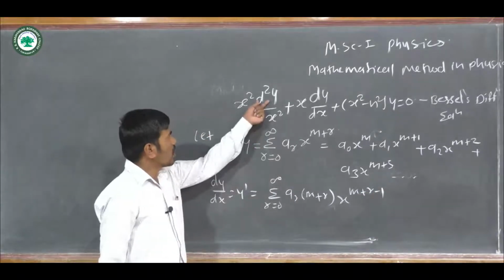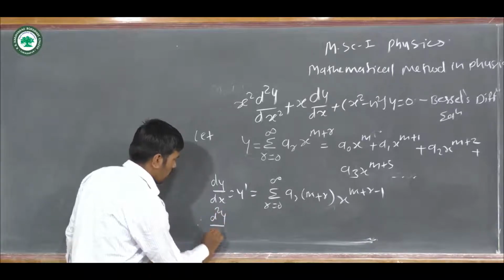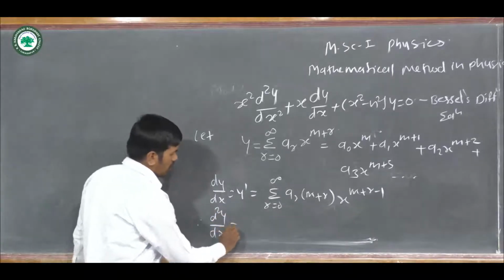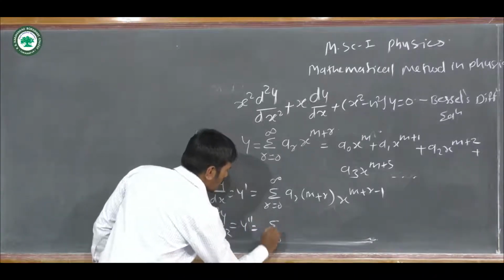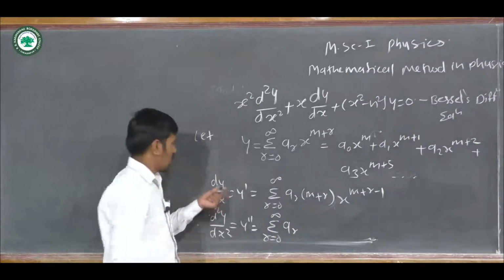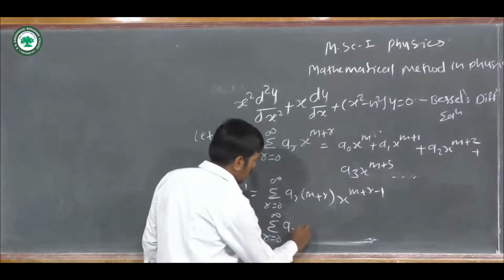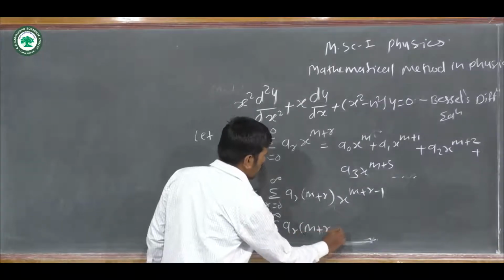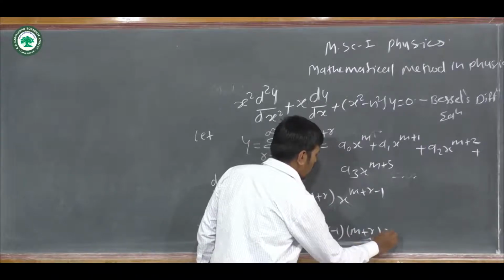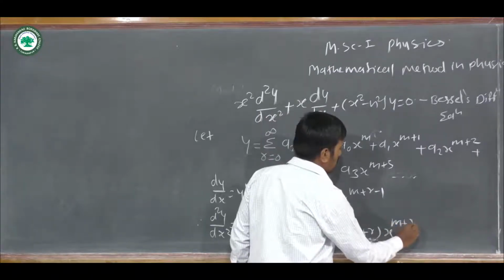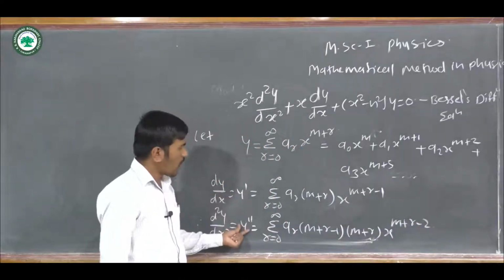And d square y by dx square is y double prime, which is summation r equal to 0 to infinity a_r. Again differentiating y prime with respect to x, it is (m plus r minus 1) into (m plus r) into x power m plus r minus 2. So this is y prime and y double prime.